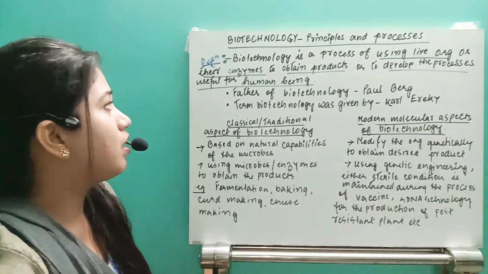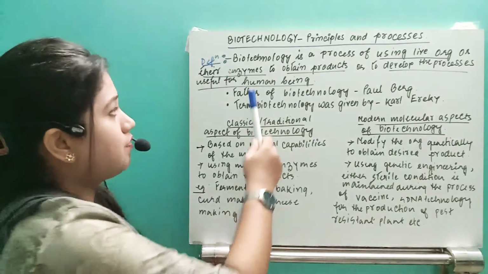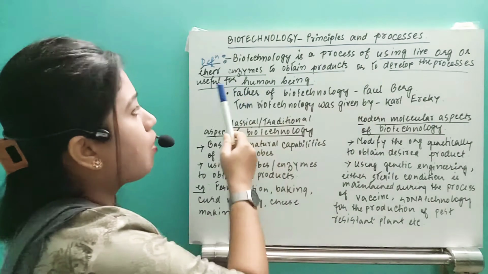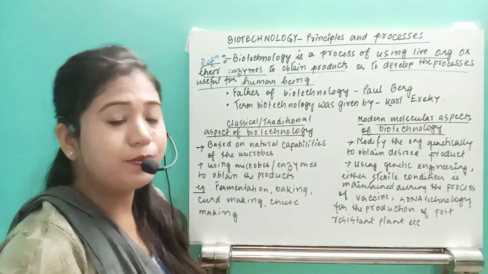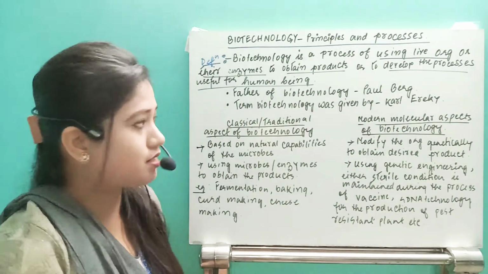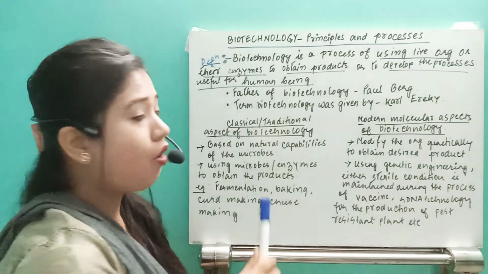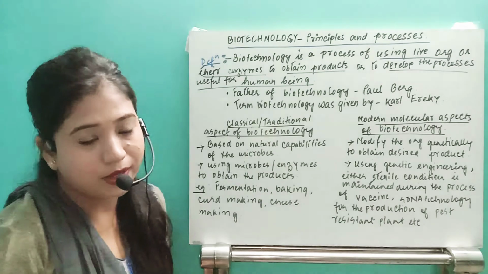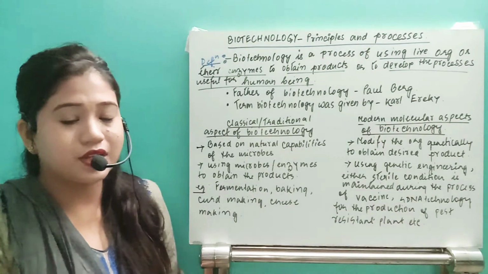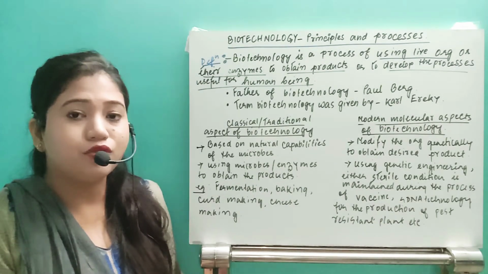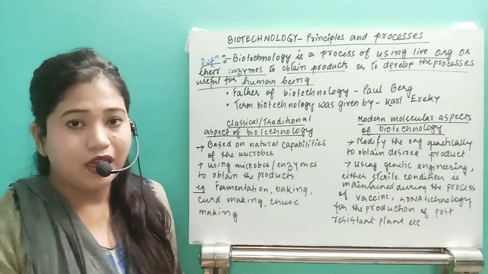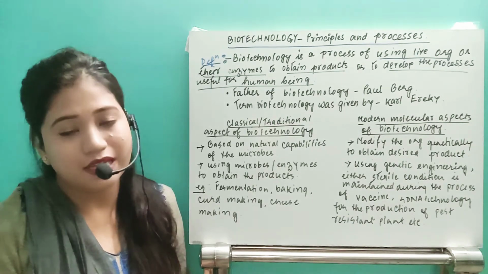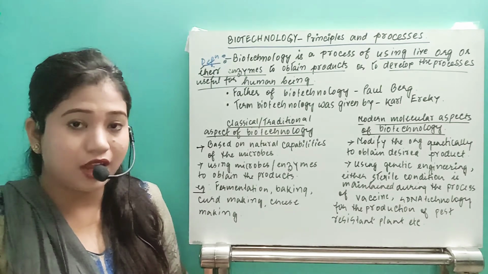So just see, that is the definition itself, that biotechnology is a process of using the live organism or their enzymes to obtain products. I hope you understand this line. Next, or to develop the processes useful for human beings. So lots of processes are here where we use lots of microorganisms. If you take one example that is very interesting, that is PCR, polymerase chain reaction.